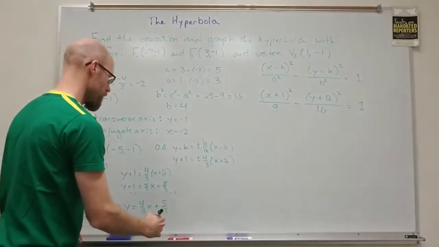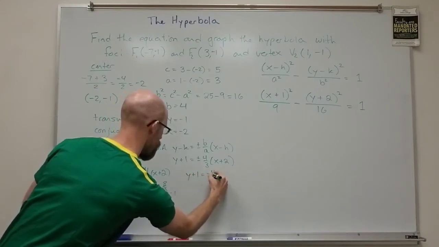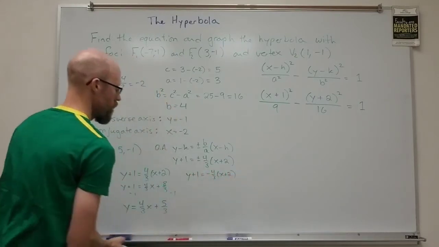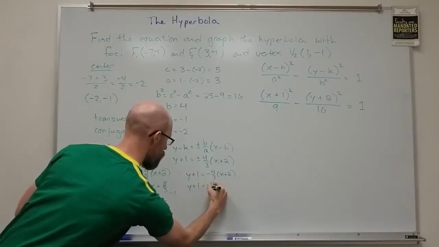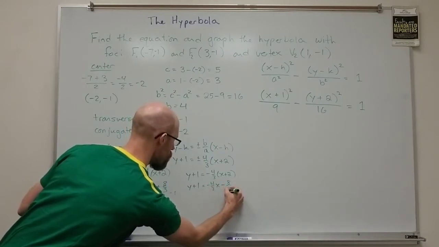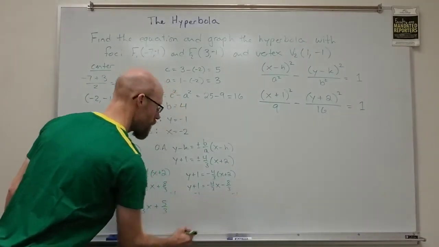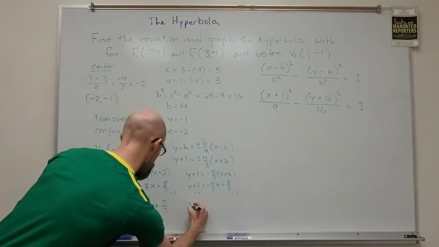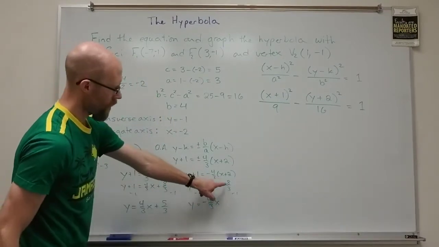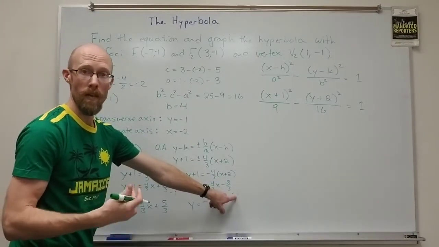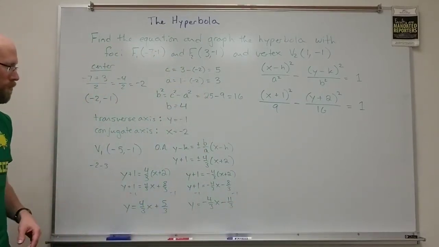The other one, same idea. If I do y plus 1 equals -4/3 times x plus 2, I distribute. I get y plus 1 equals -4/3 x minus 8/3. And then I'm going to subtract the 1, which is another 3/3, from both sides. And that gives us y equals -4/3 x, so -8 minus 3/3 is going to be -11/3. So minus 11/3. So those are my two oblique asymptotes.